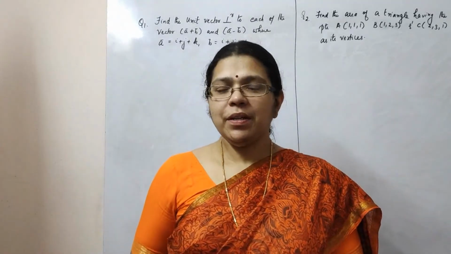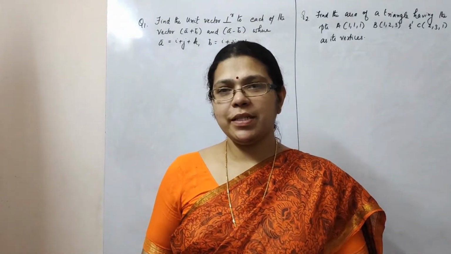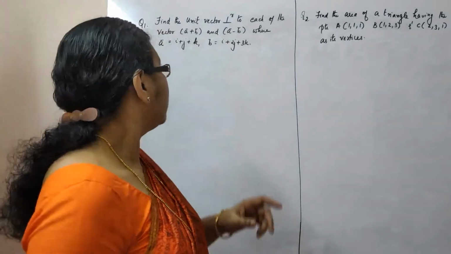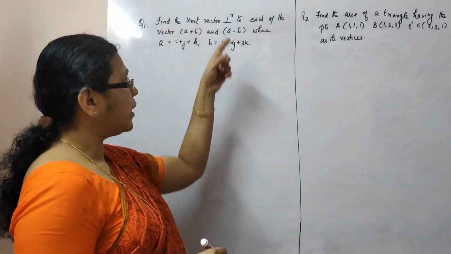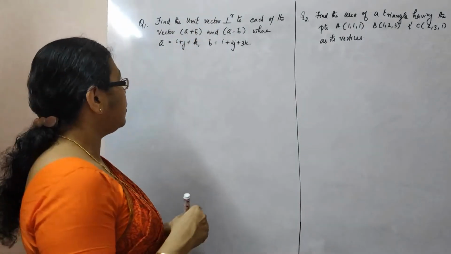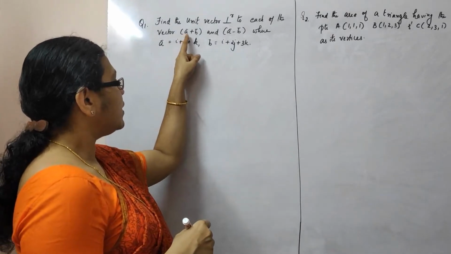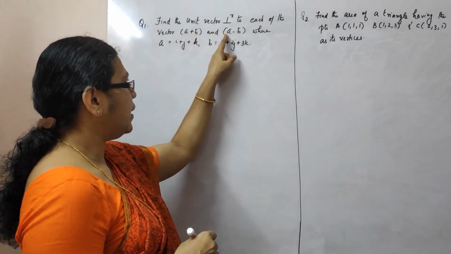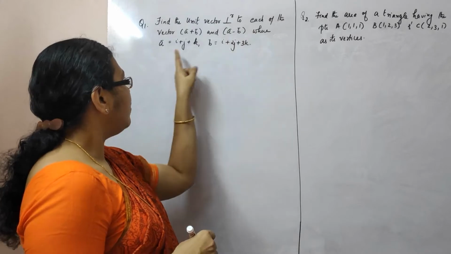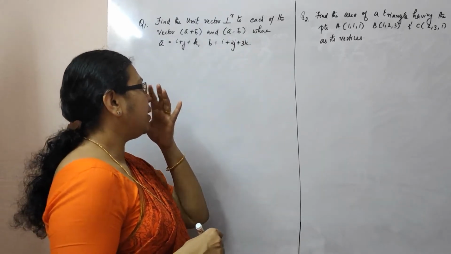So now we are going into the problem session. Okay, so let's see the first problem. It is to find the unit vector perpendicular to each of the vectors. The vectors given here are vector A plus vector B and vector A minus vector B, where vector A and B are the given values.